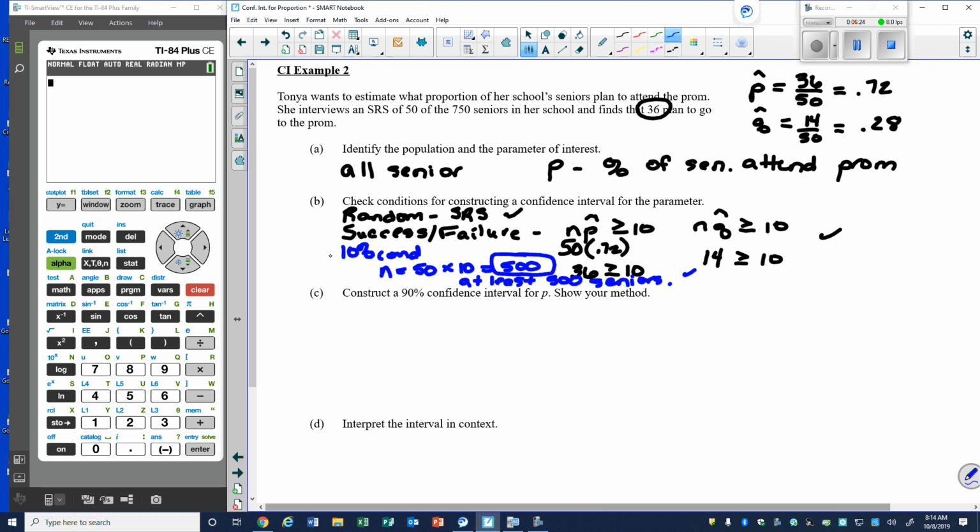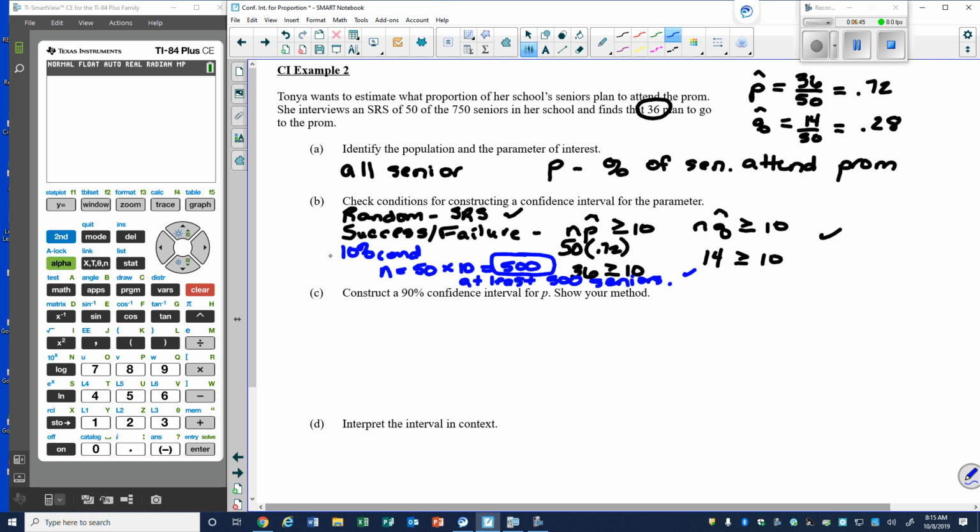Now, because these conditions are met, there are a couple of things I can do with this. The only thing that this video is going to talk about is the confidence interval, and your calculator will do this confidence interval for you. So let's say I want to construct a 90% confidence interval for P, and I'm going to show my method.